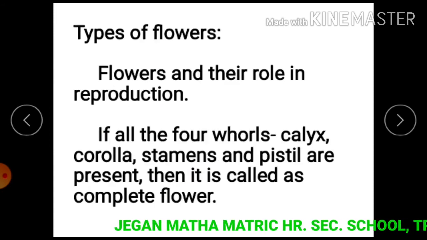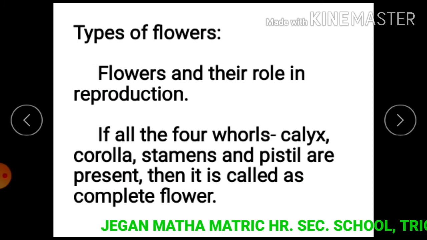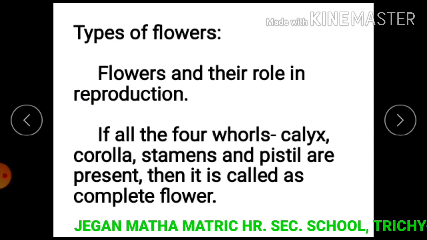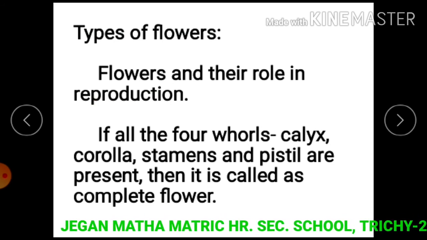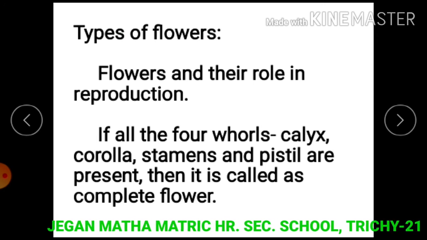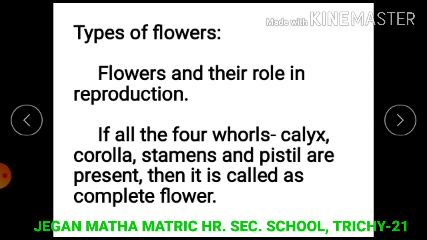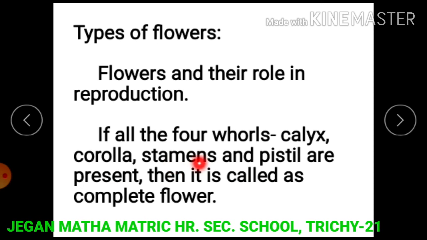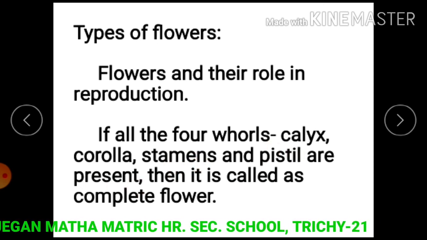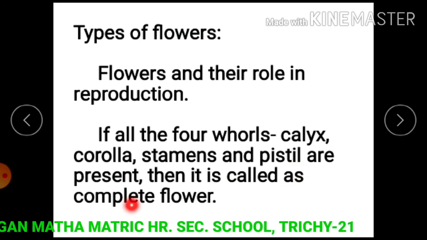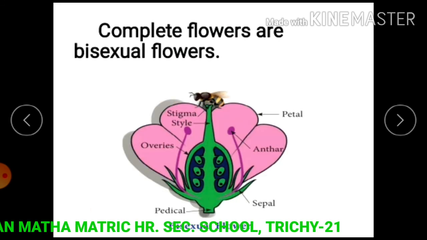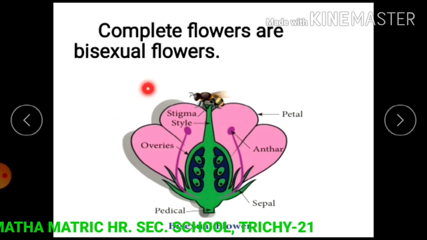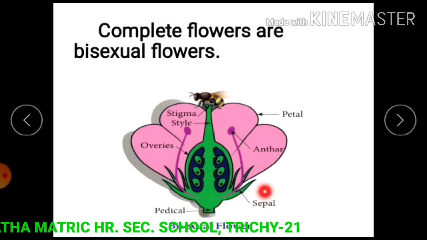Next, we learn about types of flowers, and their role in reproduction. Flowers can be divided into two types, complete flower and incomplete flower. If all the four whorls, calyx, corolla, stamens and pistil are present, then the flower is called a complete flower. Complete flowers are bisexual flowers. This is the complete flower or bisexual flower.